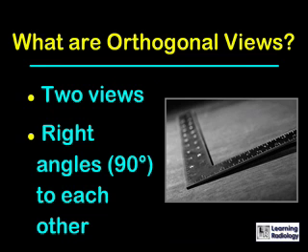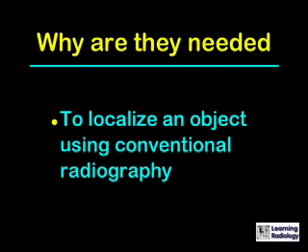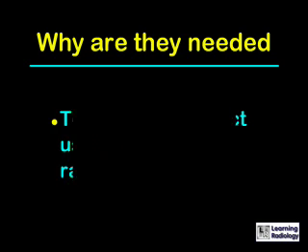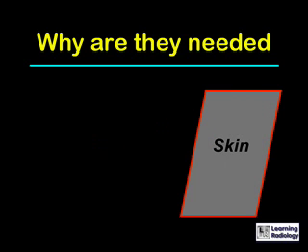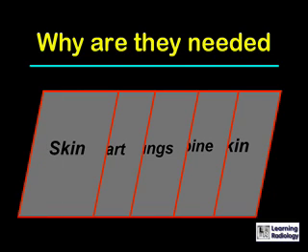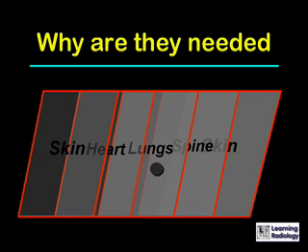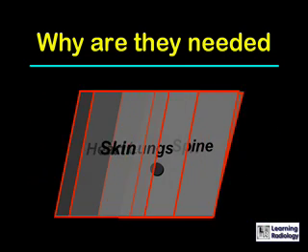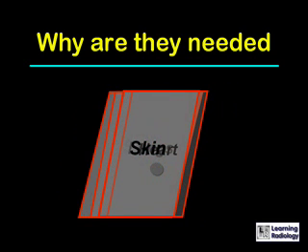Orthogonal views are two views that are obtained at right angles to each other, and they are necessary in order for us to be able to localize an object using conventional radiography. When we X-ray a patient's chest, for example, in the frontal or lateral projection, everything from the skin on the patient's back through the lungs, the spine, the heart, and the skin on the patient's front is superimposed on each other on the X-ray cassette. If there's a lesion in one of these layers, then when we look at the X-ray image, it may be difficult to tell where, from front to back or side to side, that lesion is located.